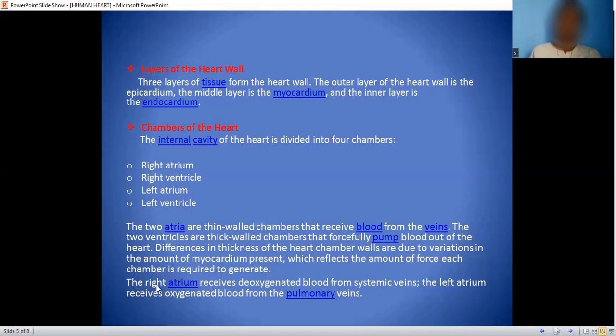The right atrium receives deoxygenated blood from systemic veins. The left atrium receives oxygenated blood from the pulmonary veins.